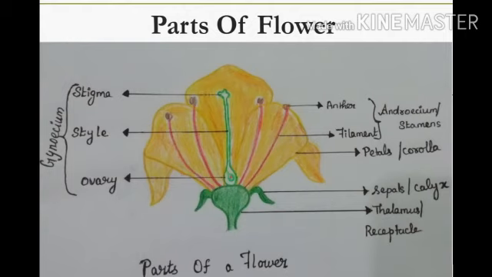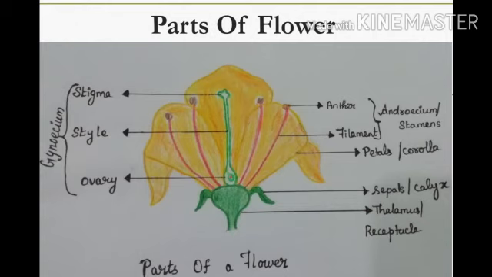The next is the petals. The petals together are called the corolla, which is normally brightly colored for attracting insects for pollination. That is petals. Next is the stamen, which consists of a bag-like structure called the anther and a stalk-like structure called the filament. All the stamens together are called the androecium, and that is the male reproductive part.